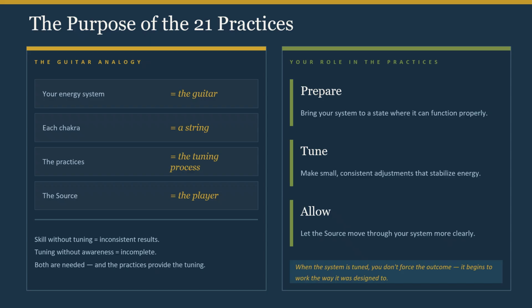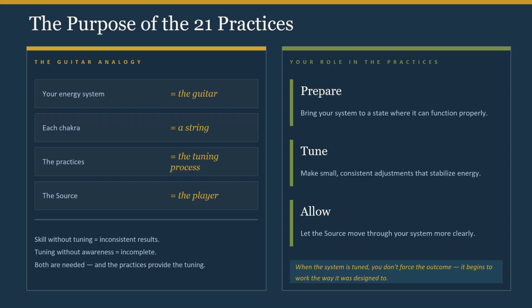And this leads to the key idea. You are not the one forcing the outcome. Your role is to prepare the system, to tune it, to stabilize it, to bring it into a state where it can function properly. When that happens, something different occurs. Instead of you trying to control everything, the source is able to move through your system more clearly. Your actions become more natural. Your decisions become more direct. Your experience becomes more aligned.